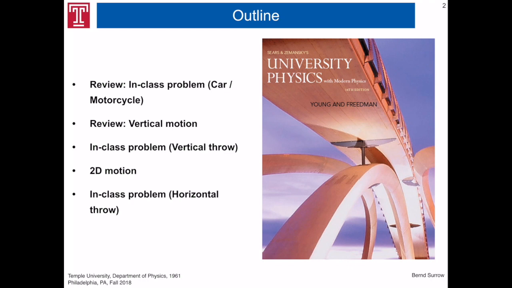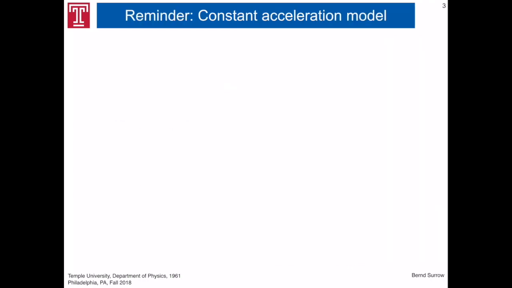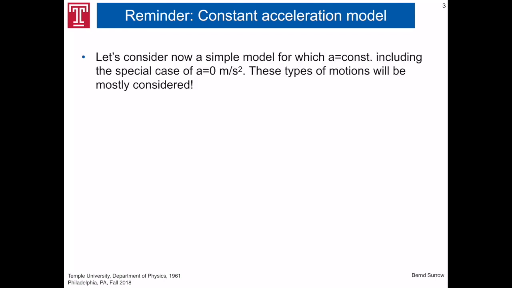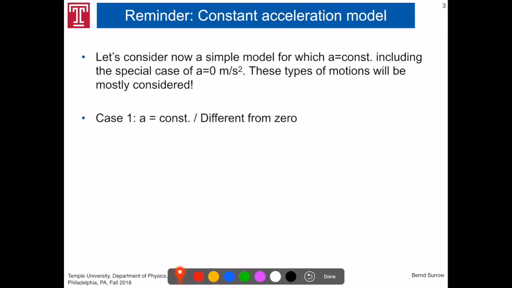Okay, so let me first review basic aspects about one-dimensional motion, a constant acceleration model. What we considered here is now a model in which the acceleration is a constant, including the special case that a equals 0, and these types of motion will be mostly considered. In the first case, where the acceleration is a constant but different from 0, we do have the following very basic relations.